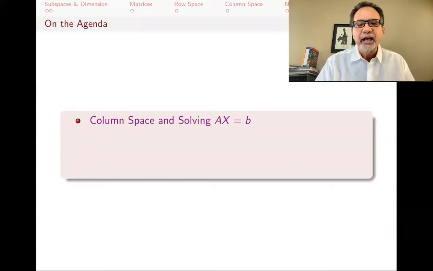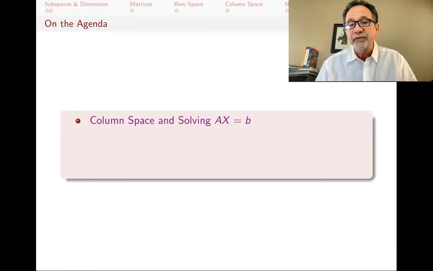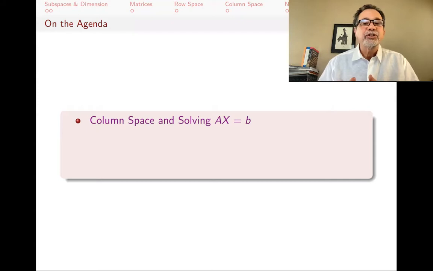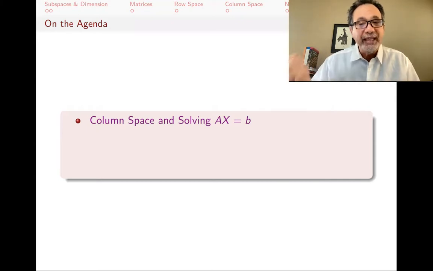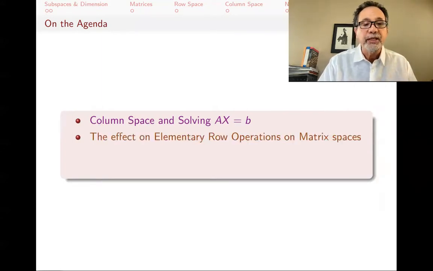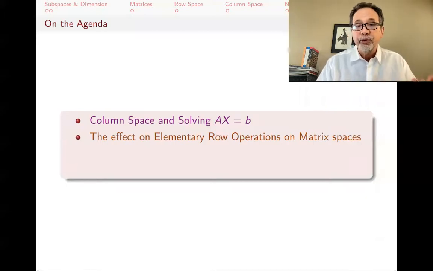But what's on our agenda? One is to translate some of the things that we have been doing to statements about these vector spaces of matrices. For example, we have talked about solving AX equals B, which is a system of linear equations, not necessarily homogeneous. And there's some relationship, in terms of the column space, to which B's can work for AX equals B. That will be the next video, about the relationship between the column space and solving AX equals B, a system of equations.